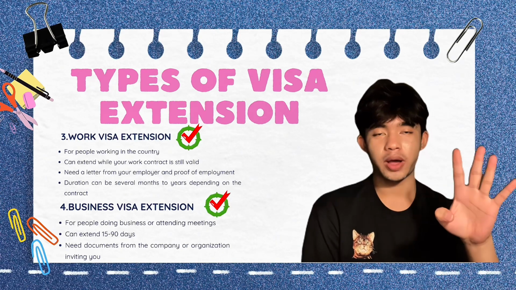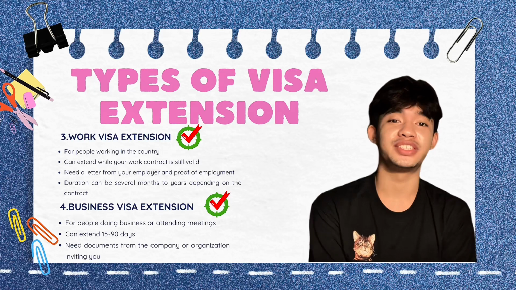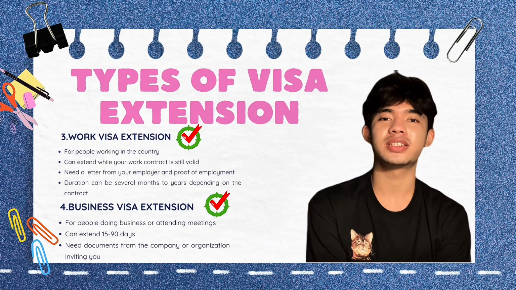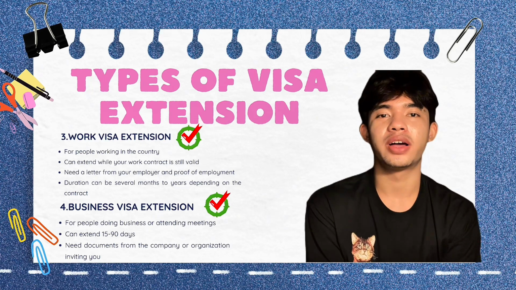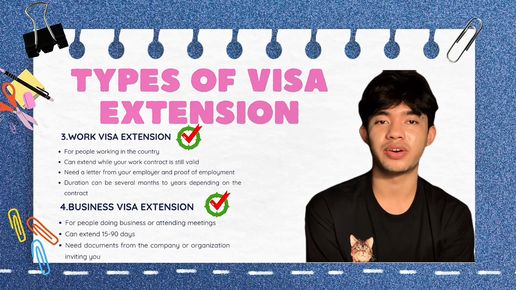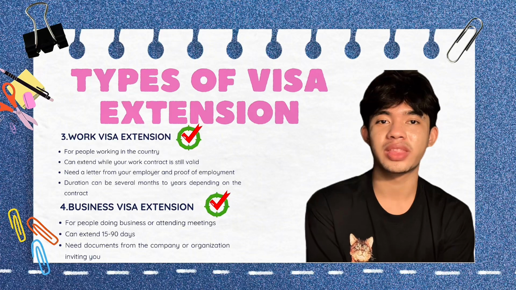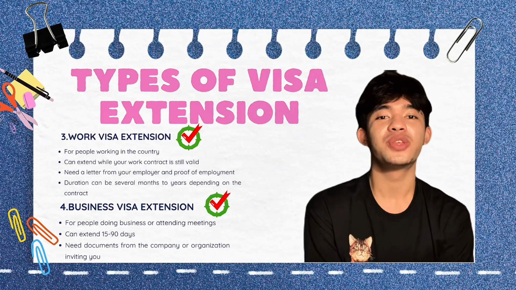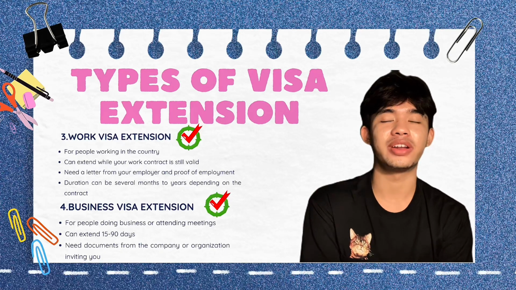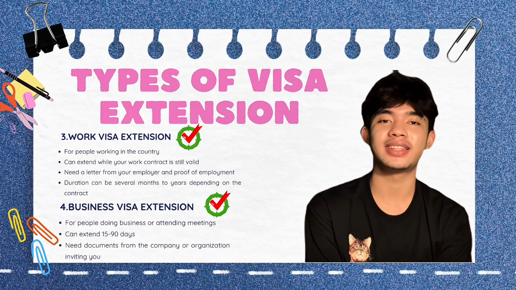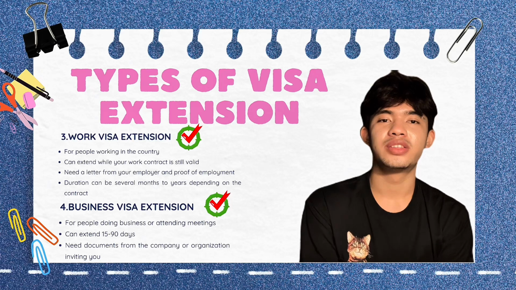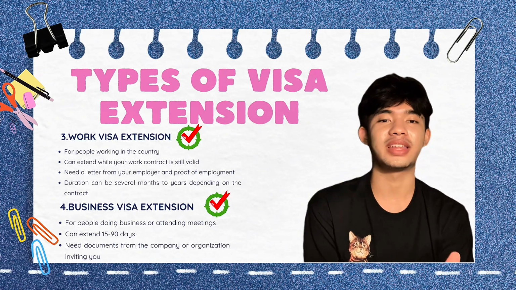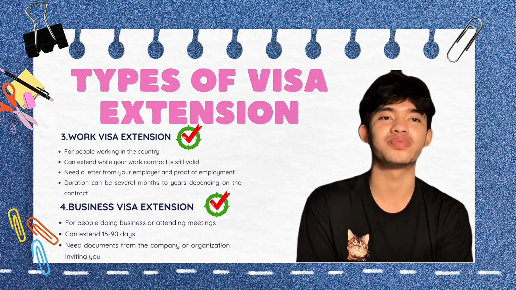And the fourth one is business visa extension. It's a visa for business visitors or meetings. If you are in a country for business or attending meetings, a business visa extension might be right for you. You can usually extend it for 15 to 90 days. You will need an official document from the company or organization that invited you.